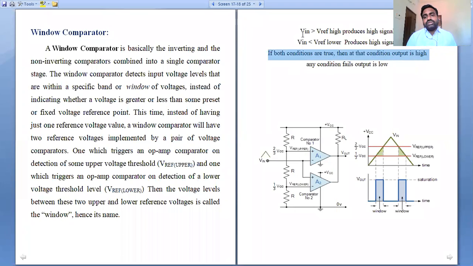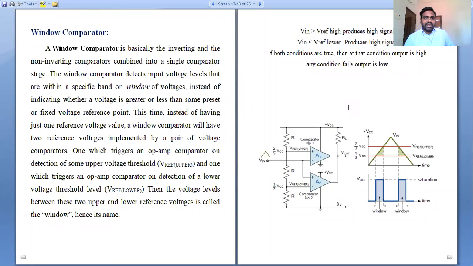See, if the input voltage is greater than the upper threshold voltage, the output is high, and if the input voltage is less than the reference voltage or lower threshold voltage, the output is also high. That means if these two conditions happen, a saturation output voltage will be produced. If any of the conditions is low or false, the output doesn't happen.